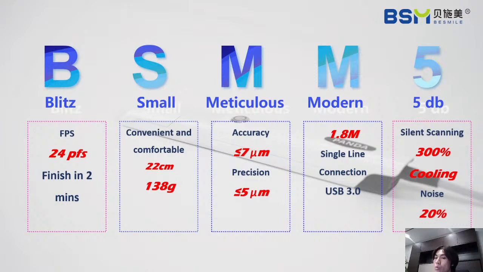Also, the 5 means 5 dB. With this product, you can enjoy an almost silent experience during scanning, as the noise level is below 5 dB. Additionally, its cooling efficiency is 200% higher compared to other products.